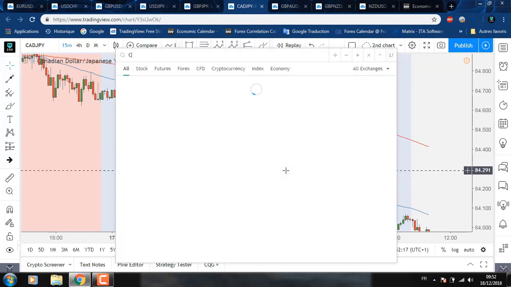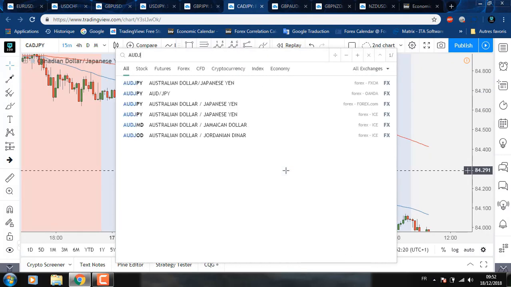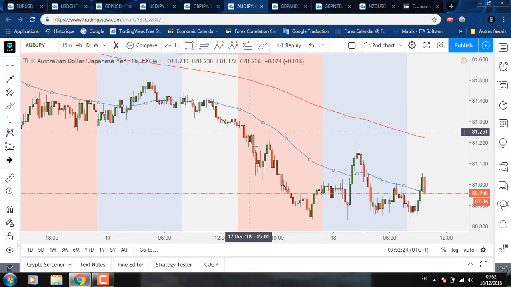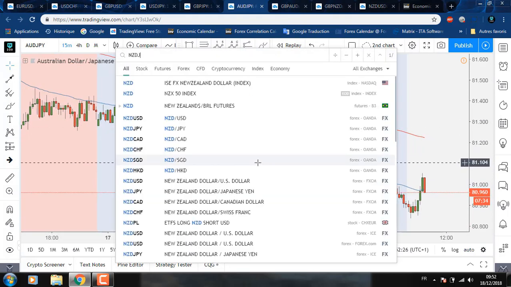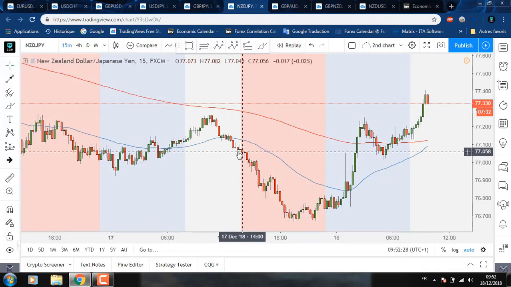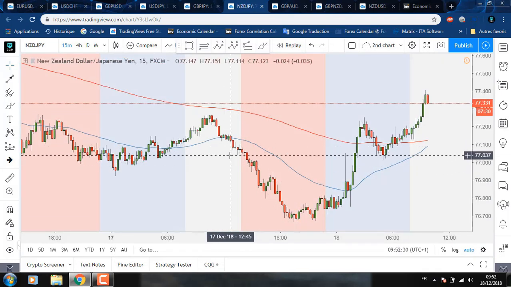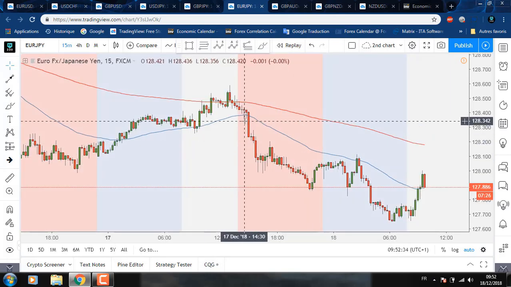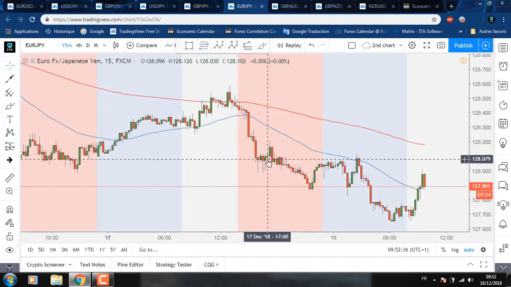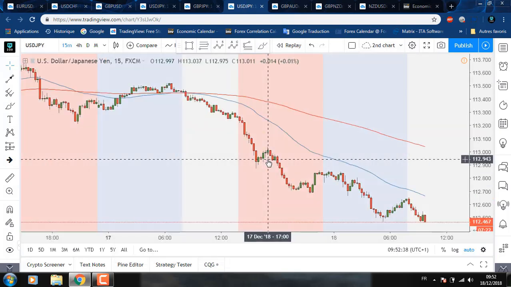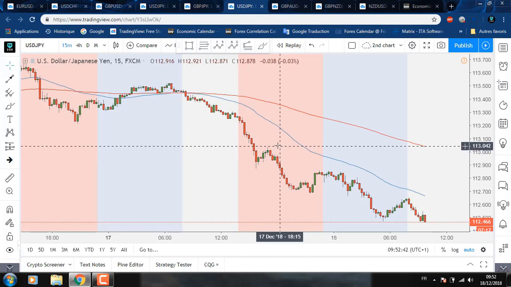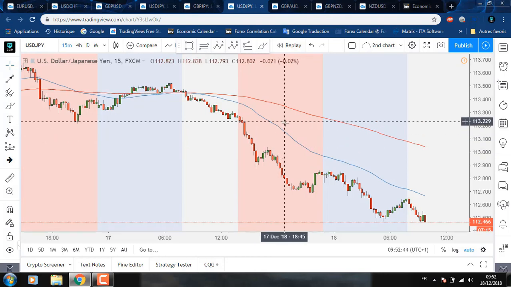Let's check out all the yen pairs. We had dominant correlation confirmation from the other pairs. Same thing, AUD JPY and NZD JPY, basically the same thing. The yen very strong. Euro JPY, same thing, it was falling. USD JPY. So basically this is 100% confirmation and correlation from all the other pairs.